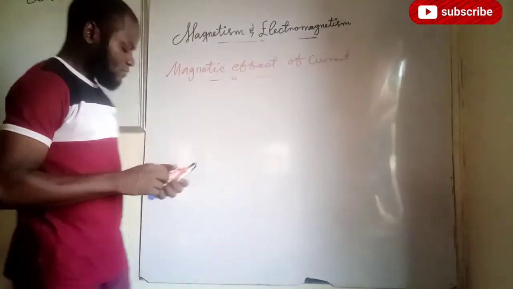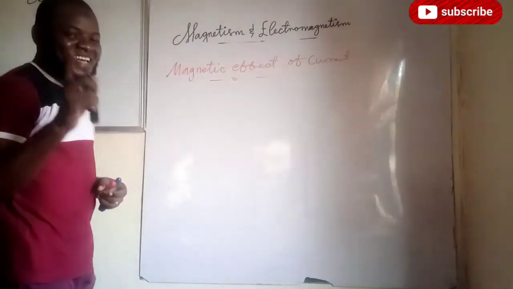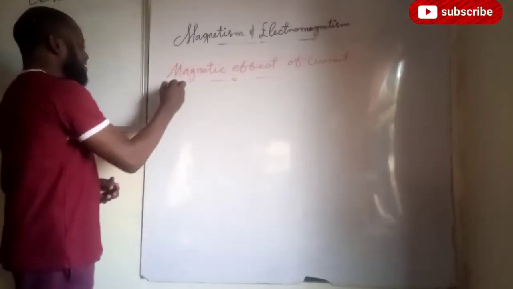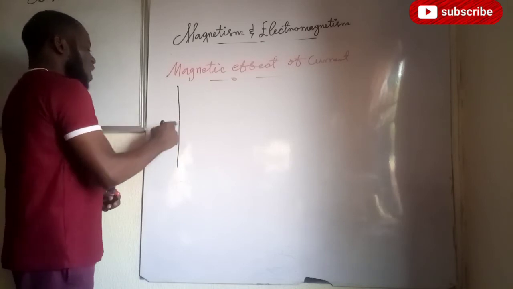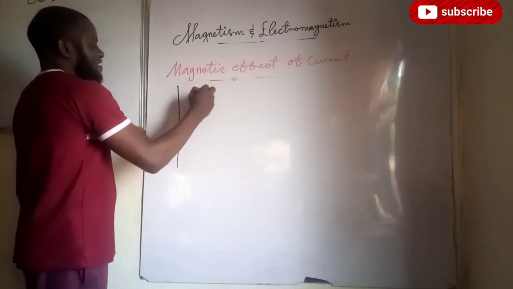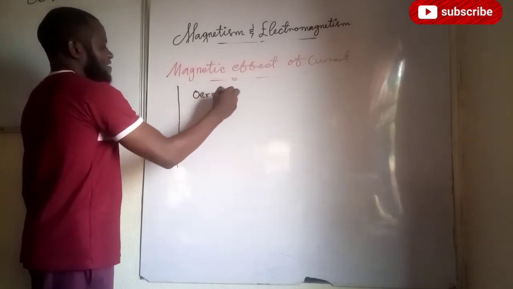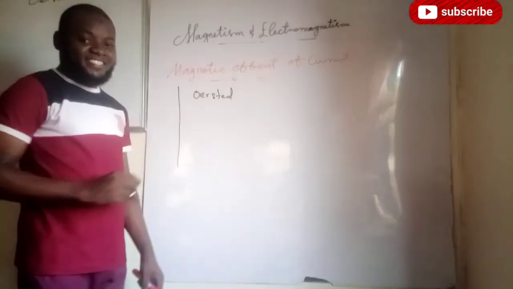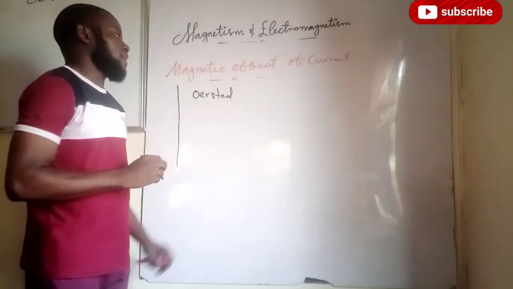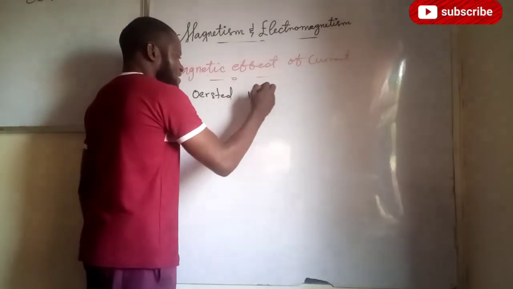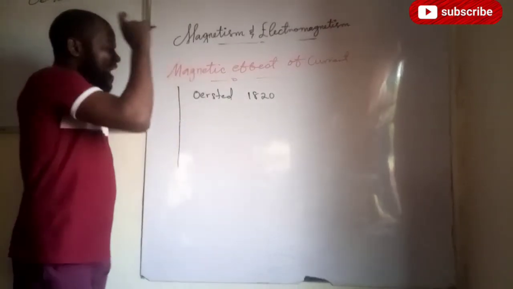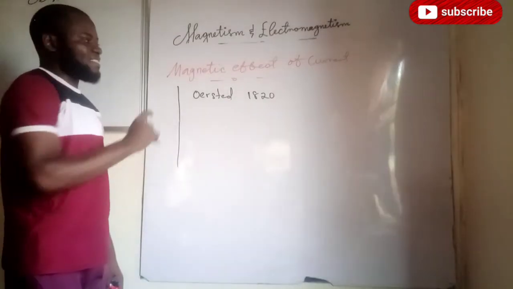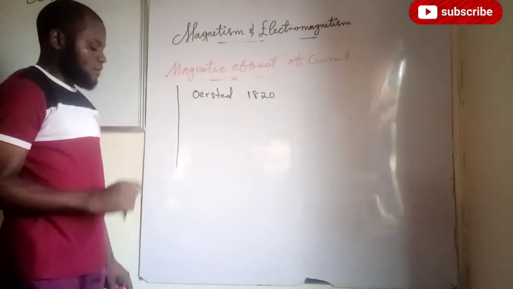So let's come back to class. If I have a conductor like this, if this is a conductor, Oersted, this is the name of the scientist, if I'm not pronouncing it well, Oersted, in 1820, he was the one that discovered the magnetic effect of current.